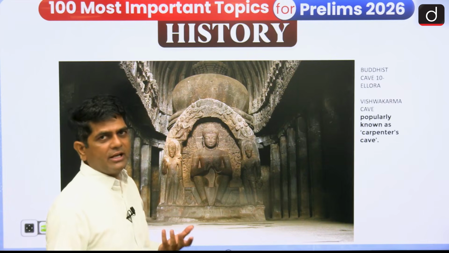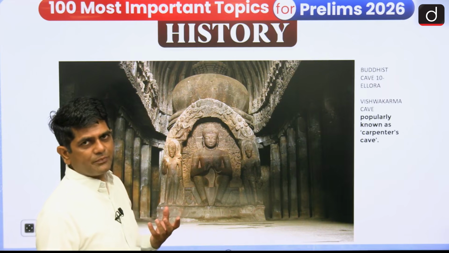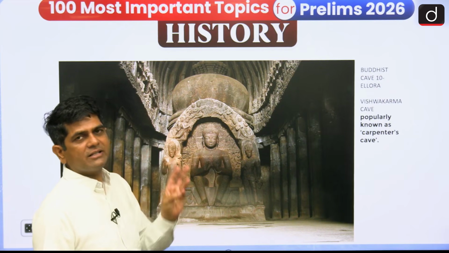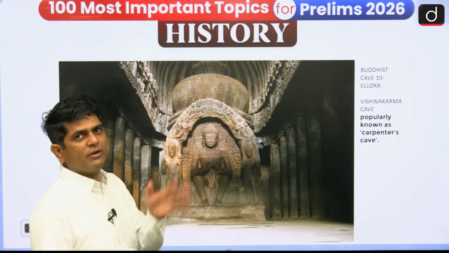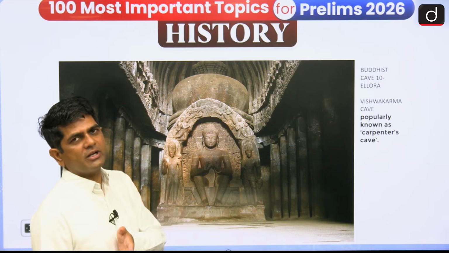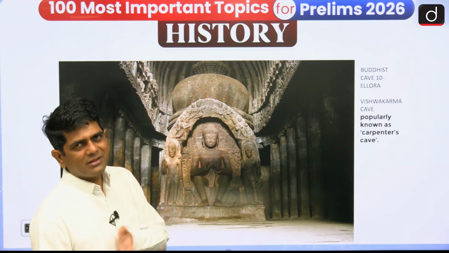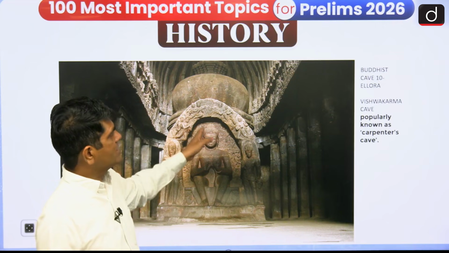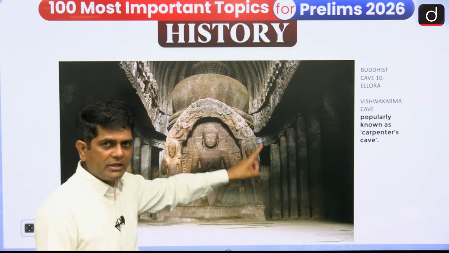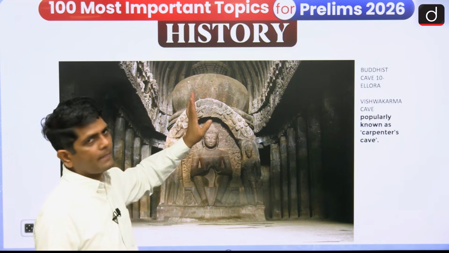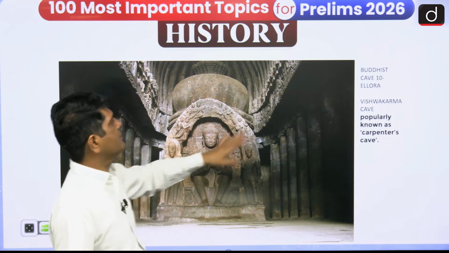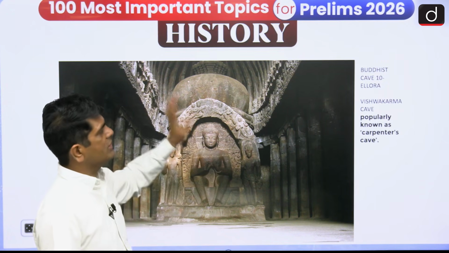Already discussed, in Ellora we have rock cut caves related to Buddhism, related to Hinduism, and related to Jainism. Caves 1 to 12 Buddhism, 13 to 29 Hinduism, and 30 to 34 Jainism. So this is rock cut cave number 10 at Ellora. This is called Vishwakarma cave or Carpenter's cave and belongs to what? Buddhism.